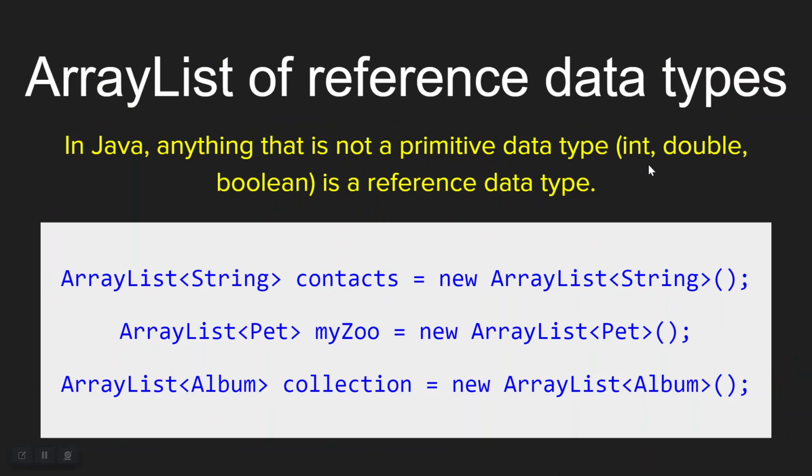So, array lists of reference data types. In Java, anything that is not a primitive data type, like ints, doubles, and booleans, is a reference data type. So I could create an array list of strings and call it contacts. I could create an array list of pet objects and call it myZoo, and have it store a bunch of pet objects. I could also create an array list of album objects, call it collection, and have that store a bunch of album objects. And we'll see how to do this in the future here.